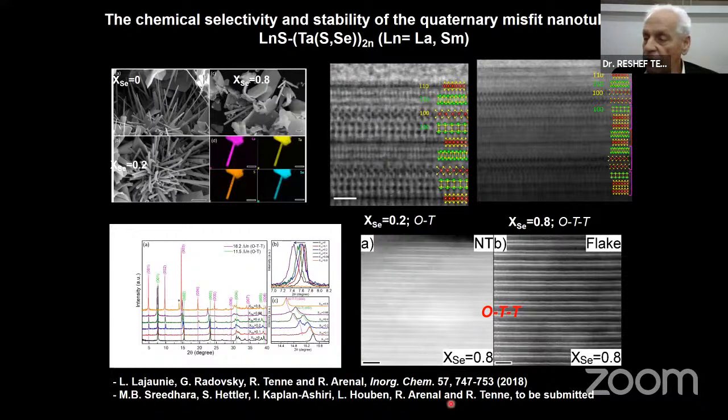And what we did here, we took lanthanum sulfide, tantalum disulfide, and we gradually increased the selenium content instead of sulfur. And what you see, it's a beautiful chemistry, is that sulfur binds only to lanthanum, lanthanum binds only to sulfur, and tantalum binds only to selenium. Selenium binds only to tantalum.